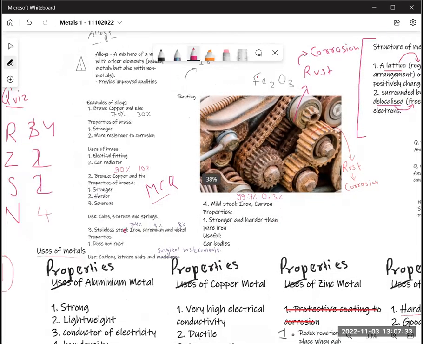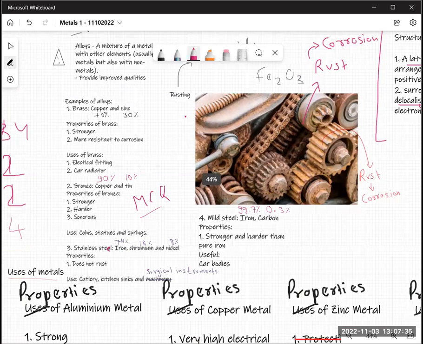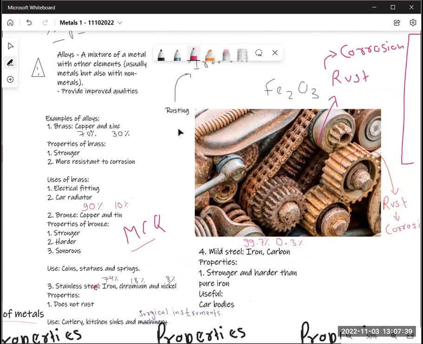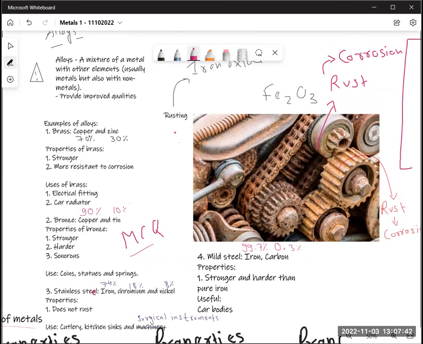Is there anything missing? No, that's it. As soon as you're done, we'll move on. We'll look at the structure of alloys. We've looked at the structure of metals, that's fine. But what about the structures of alloys? We'll do that after this.